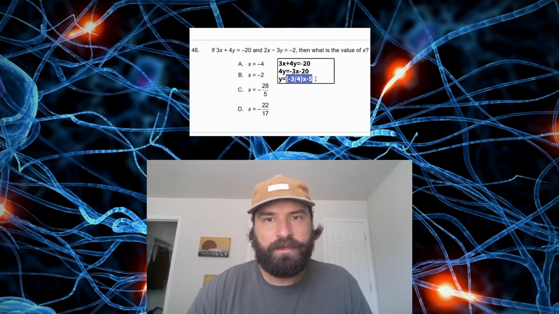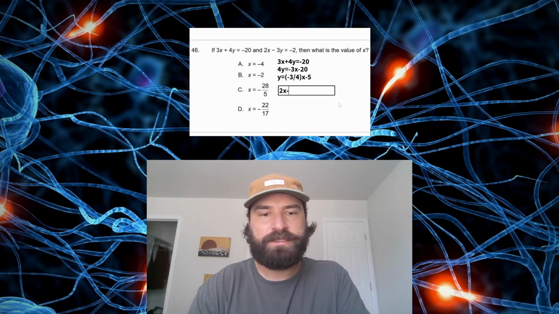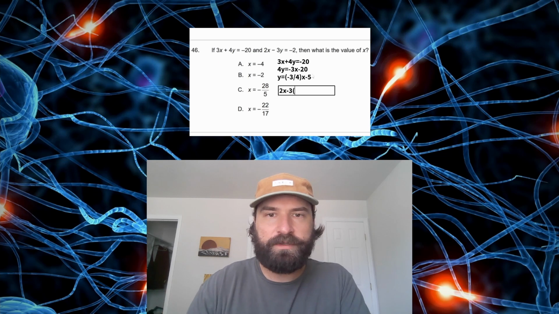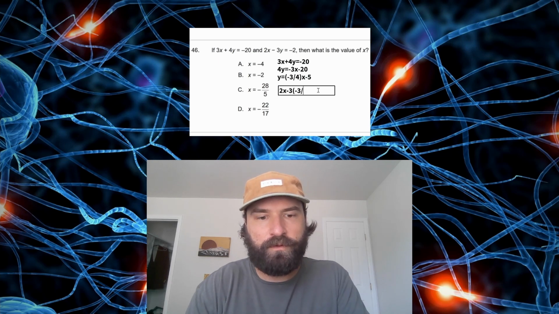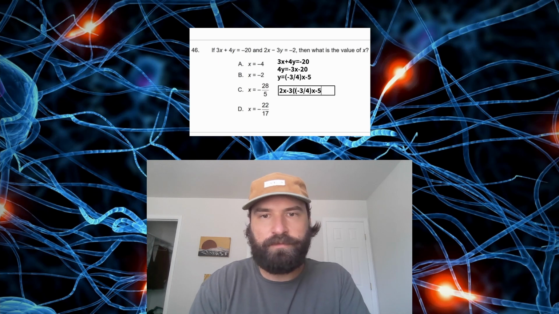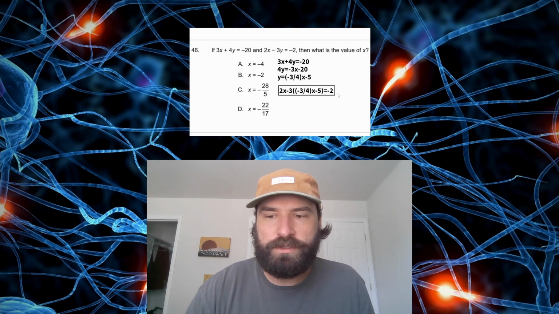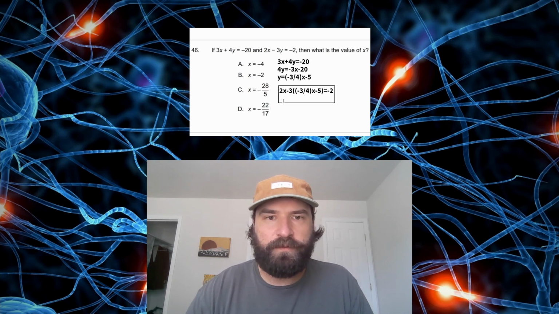So now we've got y by itself and an expression that represents y. So we can plug this part of the equation into the other equation for the y. So that's going to look like 2x minus 3, and then we've got our y. So I want to plug in this whole piece in where we have the y in the other equation. So it's negative 3 times negative 3/4 x minus 5 equals negative 2. So there's our whole equation. Now we just want to simplify this down and solve for x, and that should give us our answer.